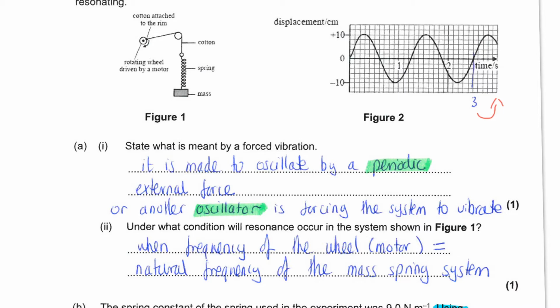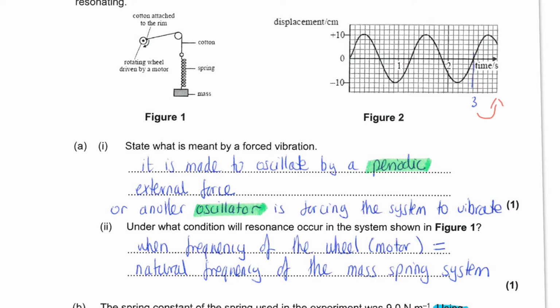State what is meant by a forced vibration. So this is a little bit like a definition question. You need to point out that the system is made to oscillate by a periodic external force. Alternatively, you might say another oscillator is forcing the system to vibrate. The two words that I've highlighted were essential requirements on the mark scheme, so not enough to say oscillate by an external force. You need the idea of it being a periodic force.